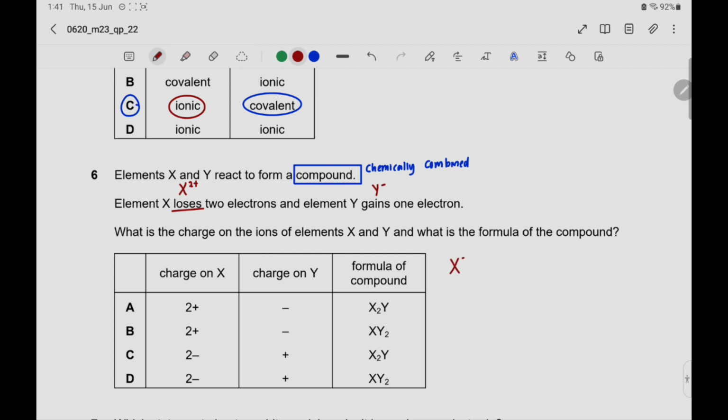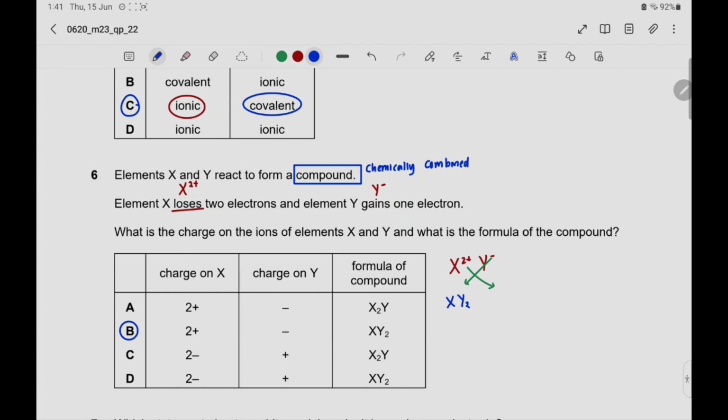So X2 plus and Y negative, to balance them. What do I mean by balance them? Compound means that chemically combined and they won't have charge anymore. So I need 1 X only and 2 Y. Okay, so basically it's XY2. So answer very obvious should be B.